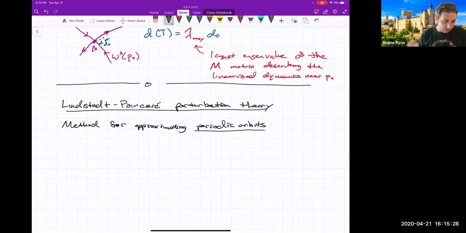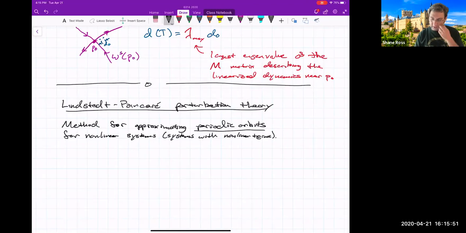If the world was linear, this would be easy, but this is approximating periodic orbits for nonlinear systems, which means systems with nonlinear terms. For those of you who are interested in orbital mechanics, this gets used in orbital mechanics quite a bit if you want to include nonlinear effects. A reference for this, I've given you the Hand and Finch, section 10.3. Their chapter 10 is very good.